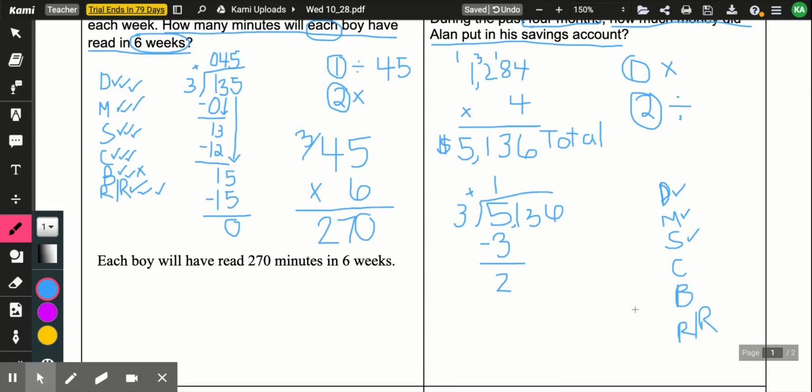After doing that, I need to check, is this 2 less than this 3? And it is. So now I can bring down my next number. And I have this new number of 21 that I'm going to restart at the beginning. 21 divided by 3. So how many times can 3 fit into 21? 3, 6, 9, 12, 15, 18, 21. Perfect. 7 times.